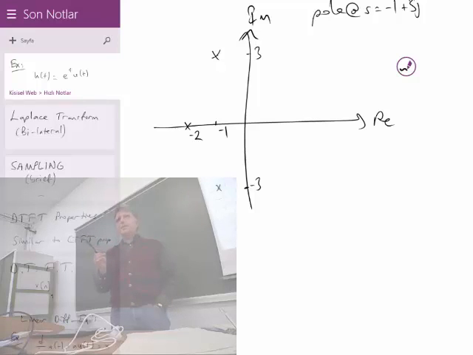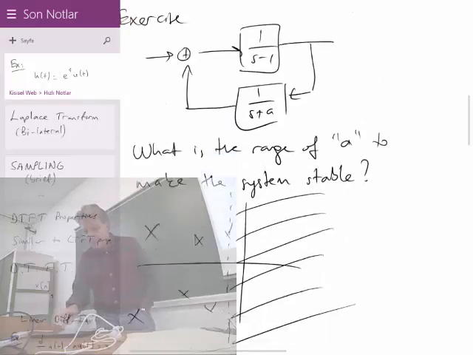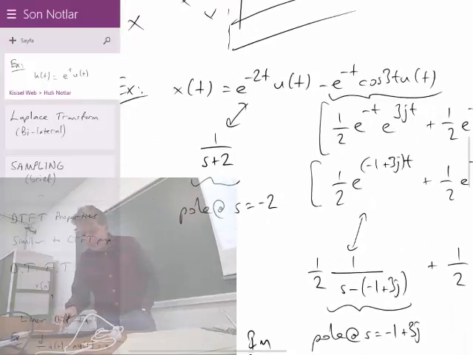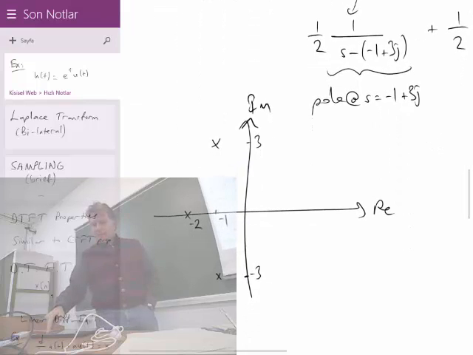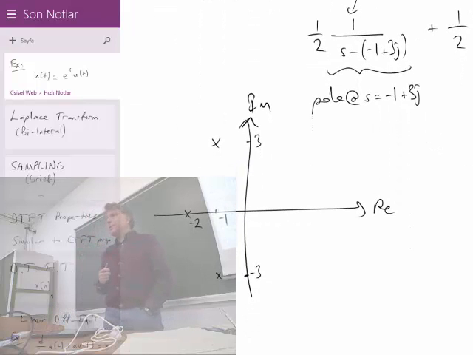A quick hint about this: if the signal is a real signal, and of course this one is a real signal. What was the signal? It was e to the -2t u of t, e to the -t cosine 3t u of t. There is nothing complex. It's a real signal. Therefore, the poles and the zeros, by the way, must be in complex conjugate pair form.